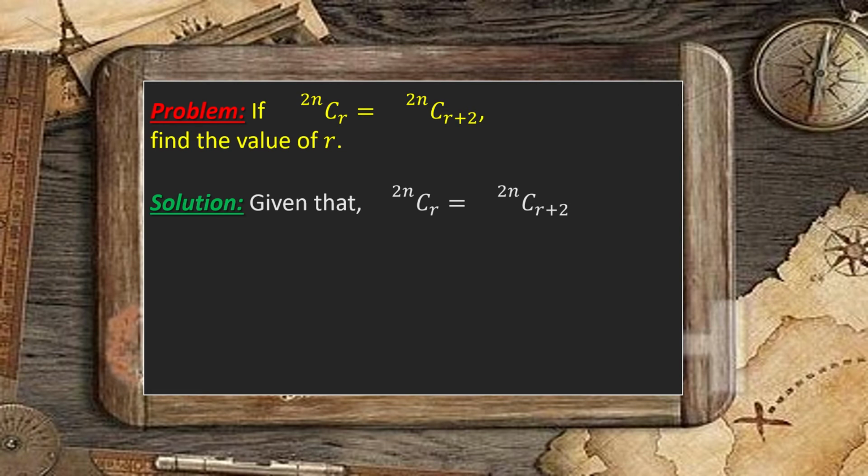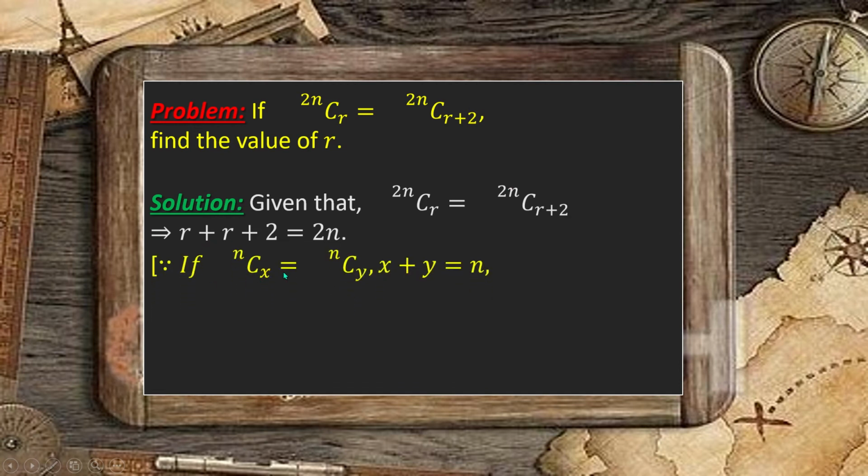Solution: given that 2nCr is equal to 2nC(r+2). As 2nCr and 2nC(r+2) are equal, so we can write r plus r plus 2 is equal to 2n. Okay, this part and this part are the same.